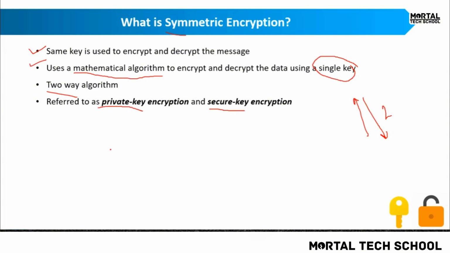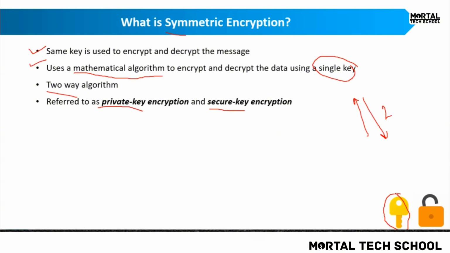Now, why is it referred to as private key encryption? The simple answer is you have only one key, and that key is supposed to be kept private. If you're communicating with a person, that person should also have the same key, because if you're going to unlock a box with one key, and you are using symmetric encryption, then that person should also have a copy of the exact same key.